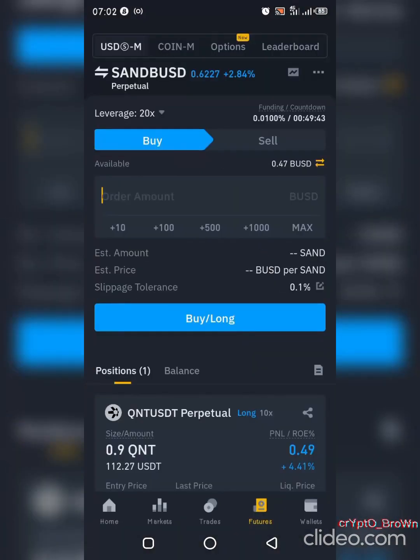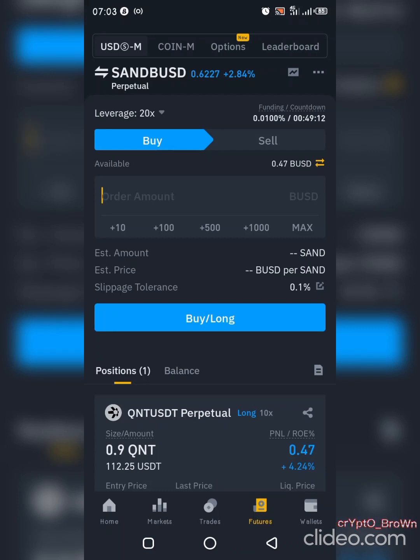The first thing that you need to do when you come to Binance and want to trade futures is go to your futures tab over here. You select futures. Usually, if you are new to futures trading, you'll be asked certain questions, about 10 or 15, to determine how knowledgeable you are about trading. If you are not able to answer the questions, you'll not be able to access the futures trading tab, so be prepared for that.